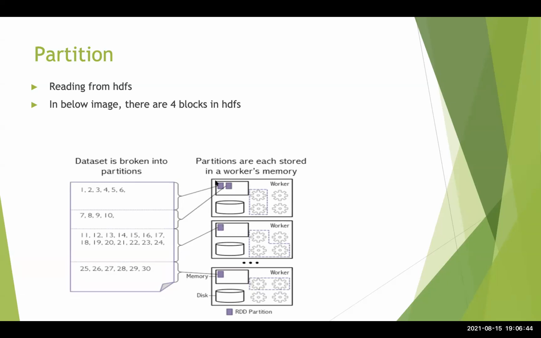This rectangle represents the executor, and these small colored rectangles inside are representing the partitions or the tasks. As I said, partitions and tasks are the same. So the first block goes into this task or this partition. The second block goes into this partition. The third goes into this on a different worker node for sure, and in a different executor. The fourth goes into a different worker node and a different executor here. So this is how the data is read into the partitions.